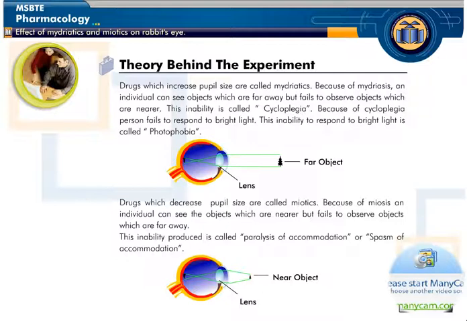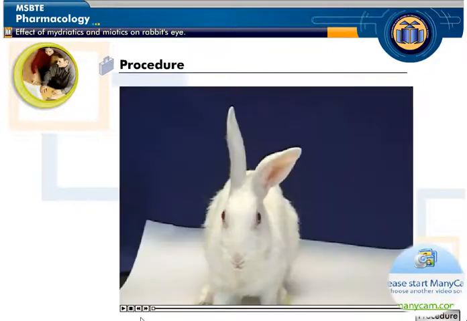Drugs which decrease pupil size are called miotics. Because of meiosis, an individual can see objects which are nearer but fails to observe objects which are far away. This inability produced is called paralysis of accommodation or spasm of accommodation.